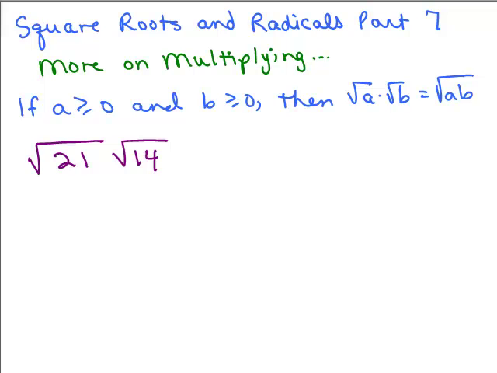This is part 7 of square roots and radicals. I'm going to do a little bit on multiplying square roots again, where we might have a little bit larger numbers. So we're going to use this property.